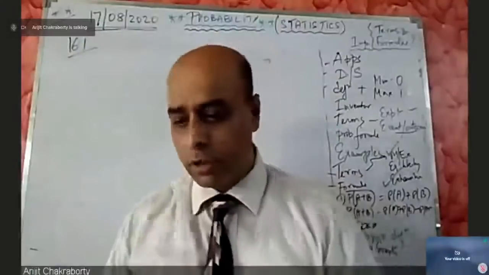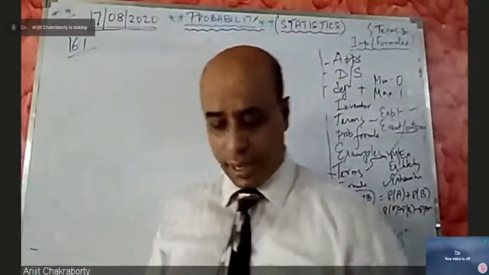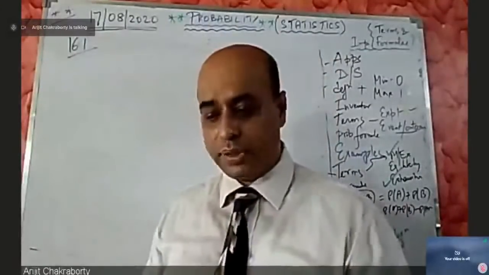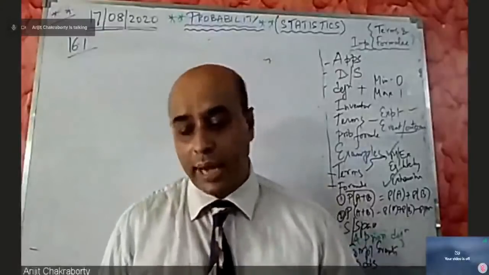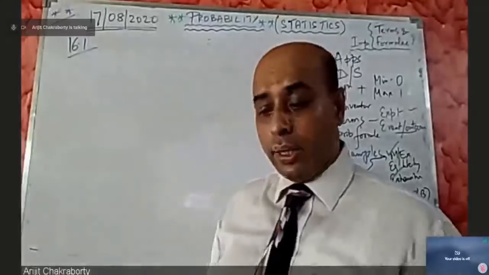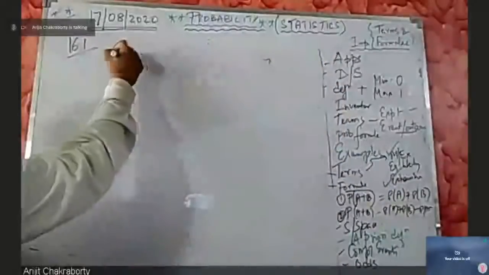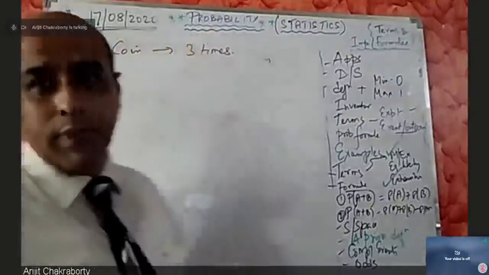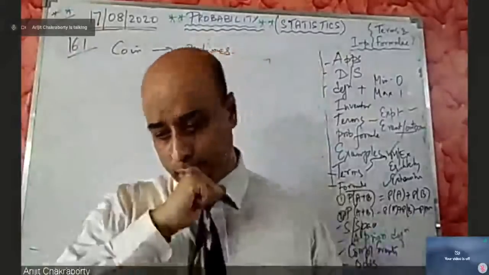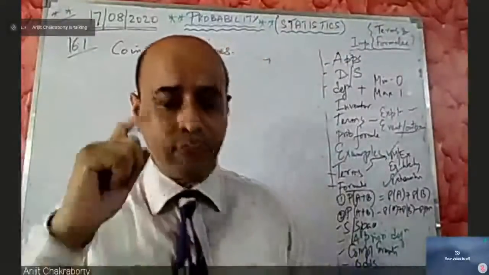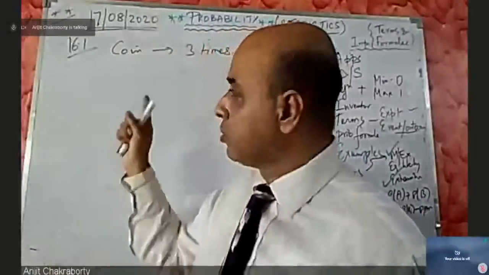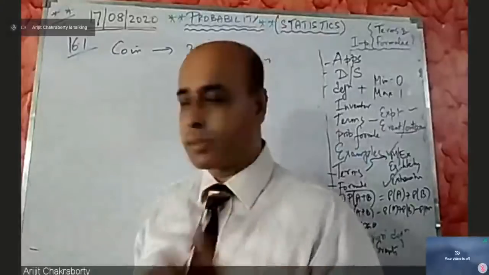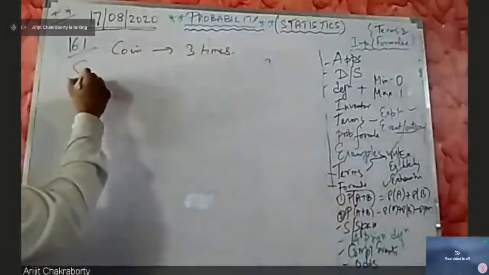The first question, 16.1. A coin is tossed 3 times. What is the probability of getting 2 heads? And the second part says, what is the probability of getting at least 2 heads? Now, a coin is tossed 3 times. Dear friends, at this stage, let us use the concept of sample space. If you toss a coin 3 times, what can be the sample space?